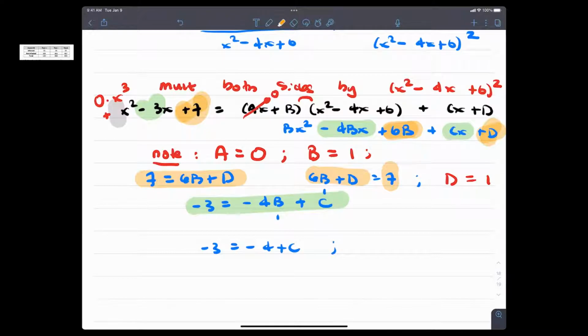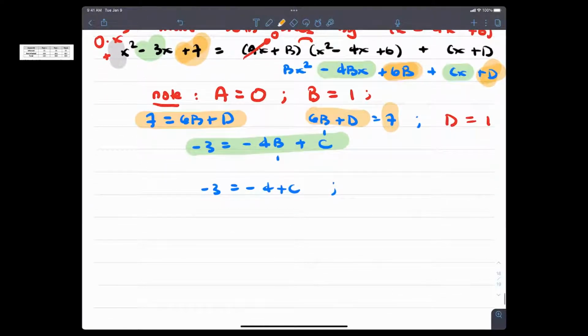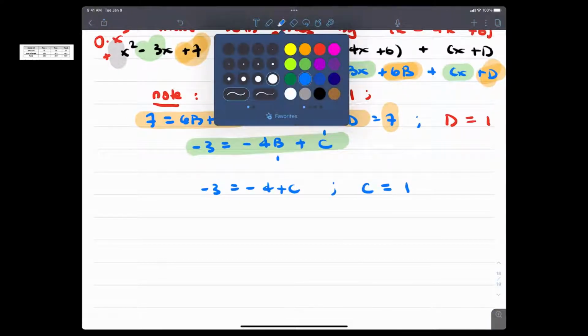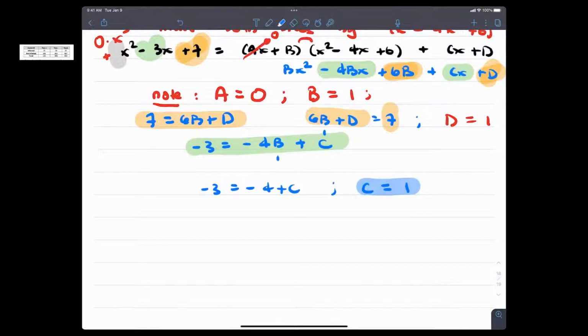And I'm doing the same thing in green with the x term. On the left side, negative 3 will be negative 4b plus c. And then you can actually solve, because this becomes, what does c equal then? C is 1, is that true? So in orange, that was the constant term. In green, that was the x term.